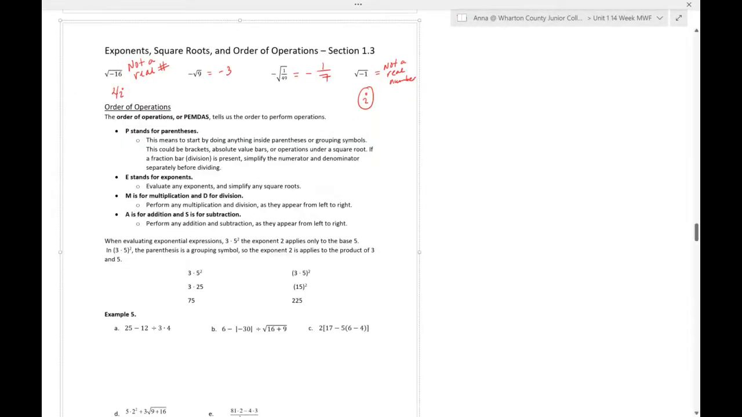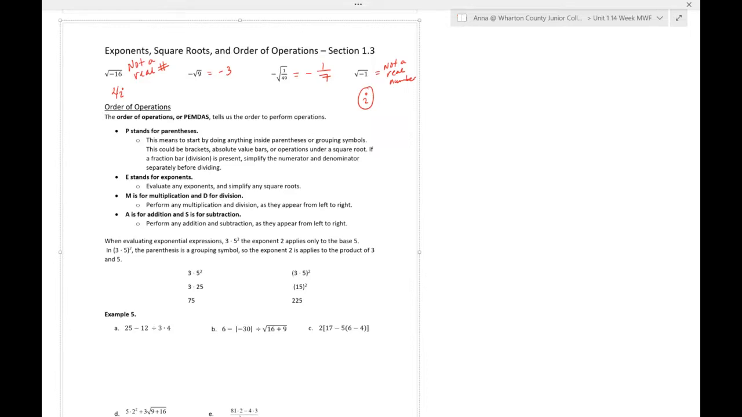Hello. So I'm not able to be in class with you today due to me not feeling well. You can probably tell by the sound of my voice. But I'm going to go ahead and post these notes for order of operations.